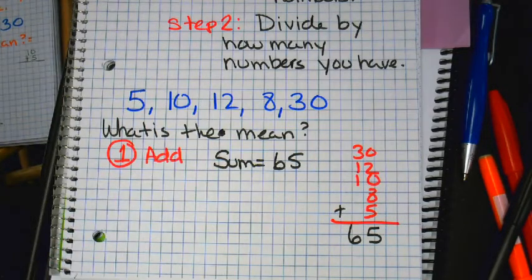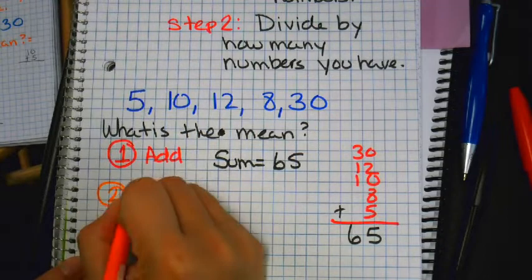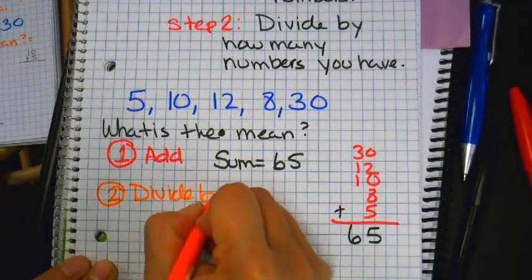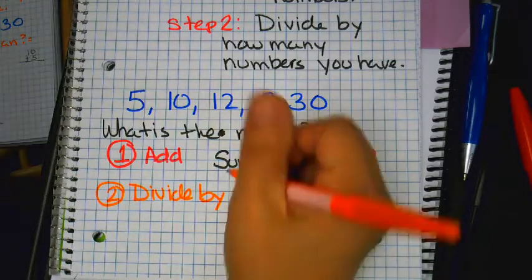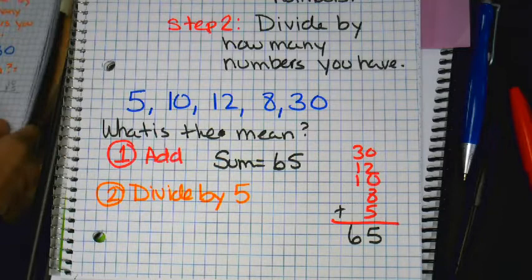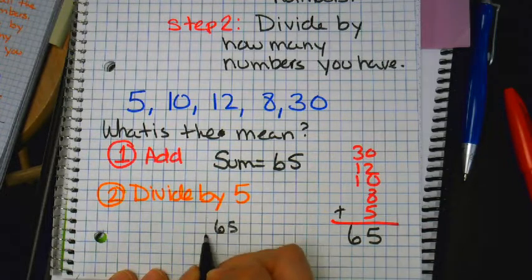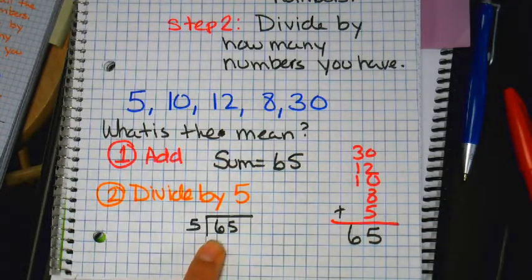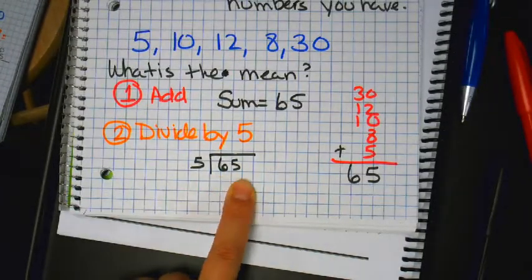Is that my mean though? No. What do I still have to do? Divide. So step number 2 is divide by, what are we going to divide by? The total numbers that we have. So how many numbers do we have? We have 1, 2, 3, 4, 5. So I'm going to divide by 5. All right, so I'm going to put the 65 inside and the 5 goes outside. So everybody set up your division problem in their notebooks. 65 divided by 5.